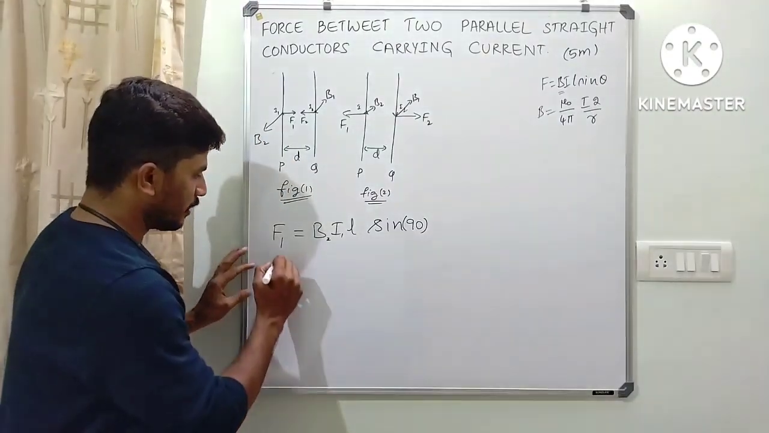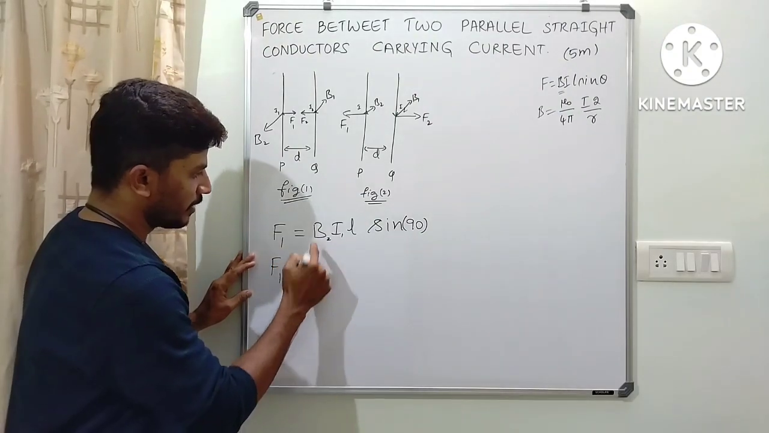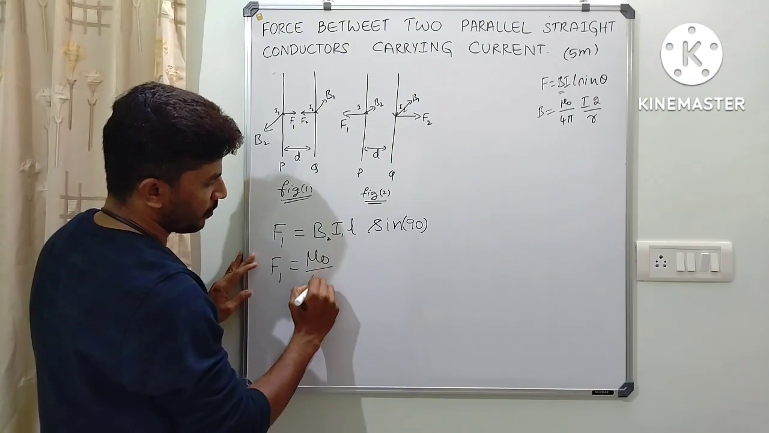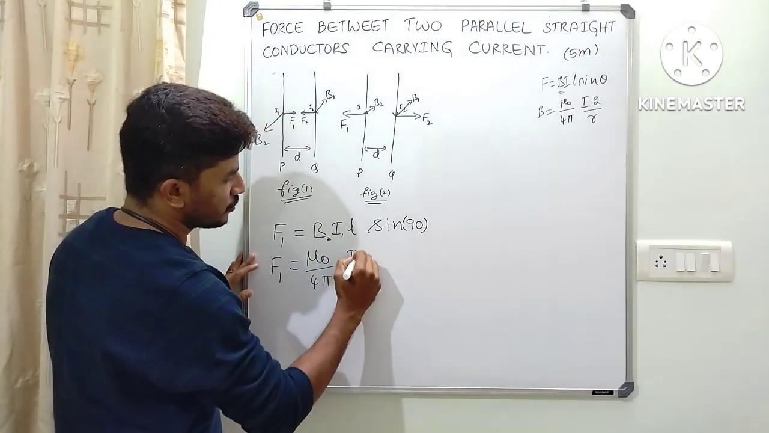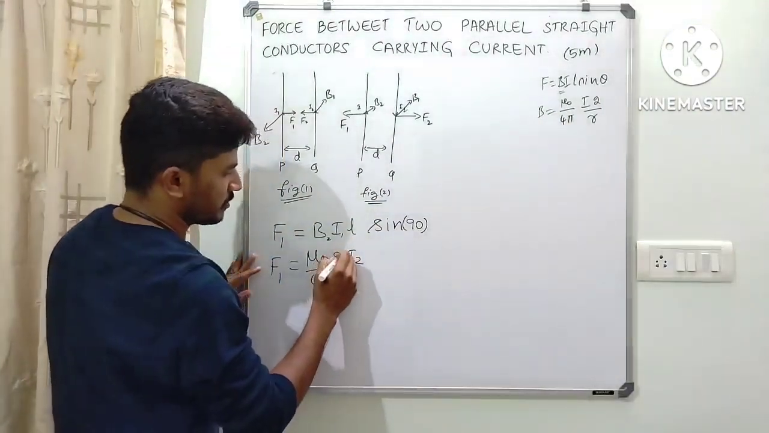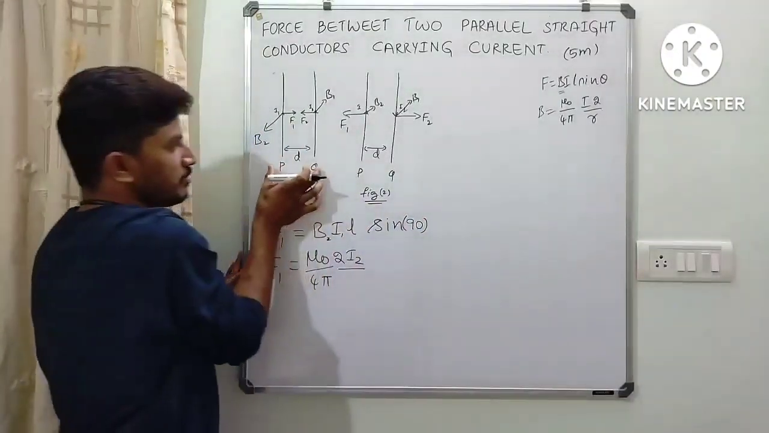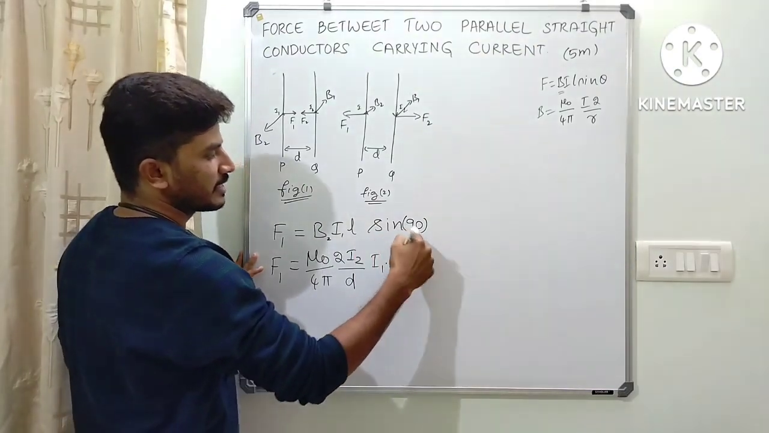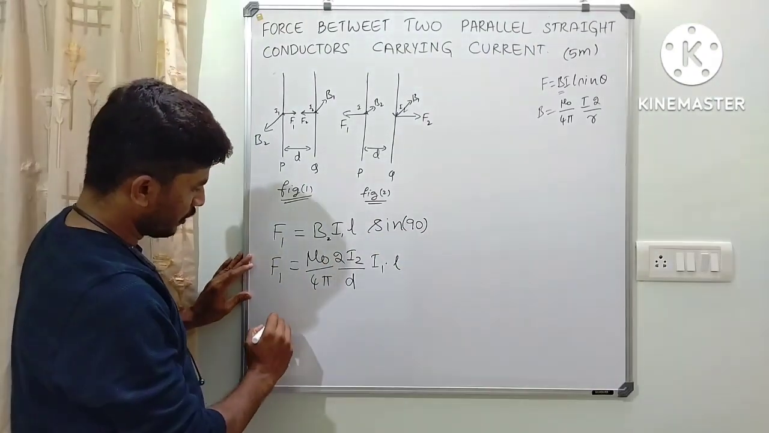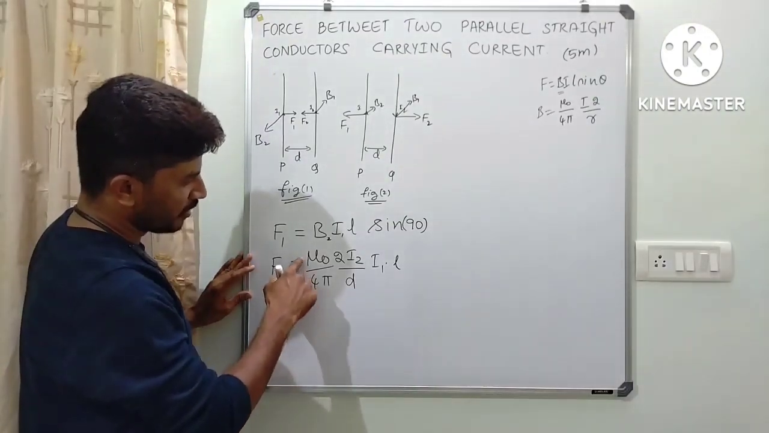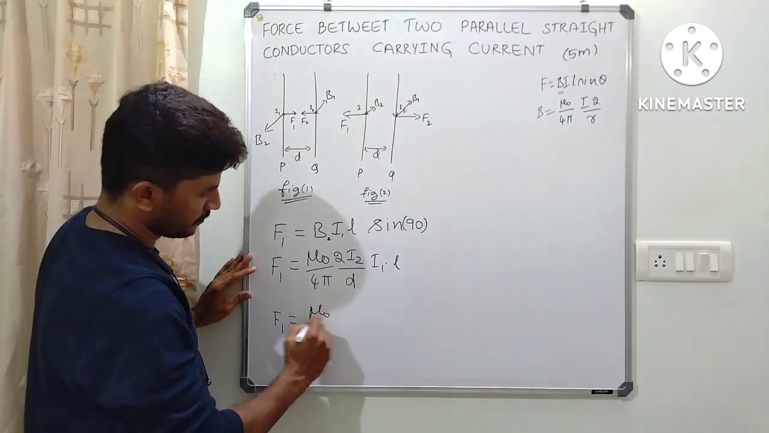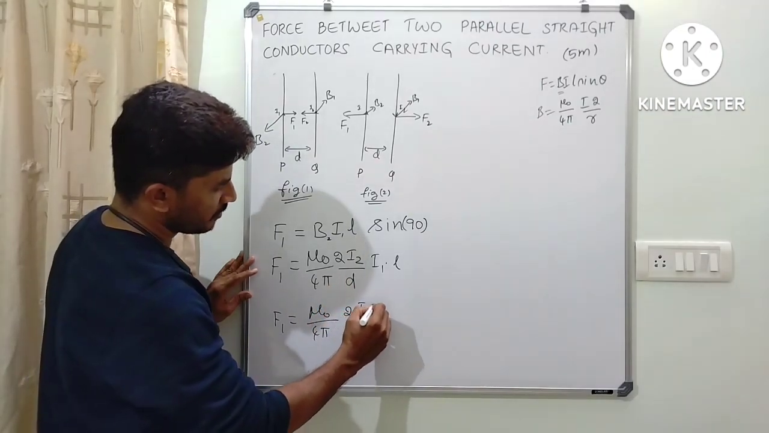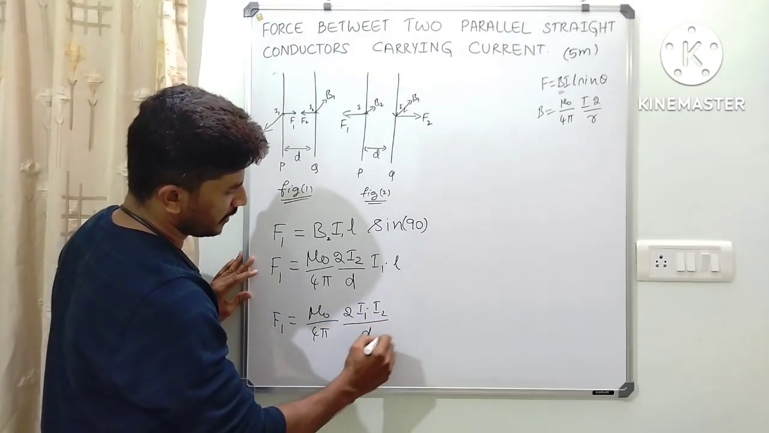So here this F1 is given by B2, there is a formula for that, mu naught by 4 pi, 2 times I2 divided by d, where d is the distance between the two conductors, into I1 into L, sin 90 is 1. So F1 is equal to mu naught by 4 pi, 2 times I1 I2 divided by d, into L.